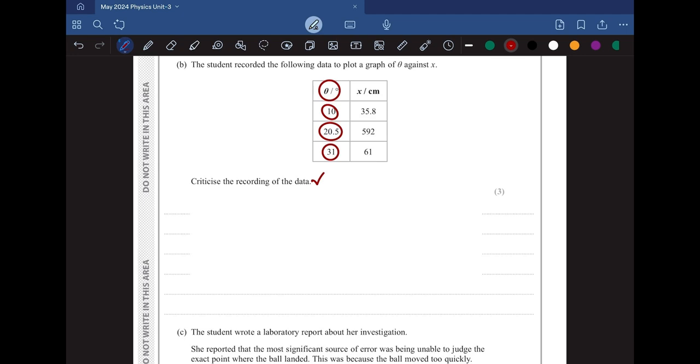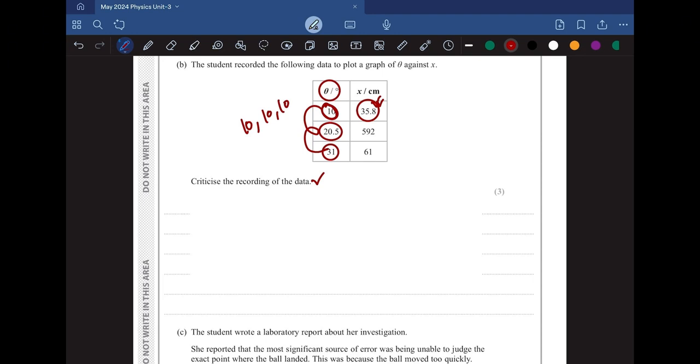Now the second comment that we can make is there are no repeat readings. They didn't repeat any theta values twice. They have done all the theta values only once. Let's say you repeat with 10 degrees twice or thrice to see how the x is coming, to get a better value of x, to reduce the random errors, right? But they didn't repeat any theta values. They have done different theta values every time.